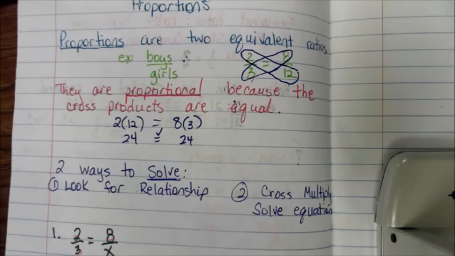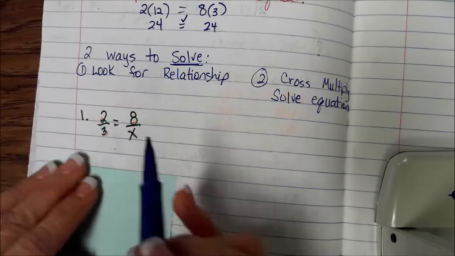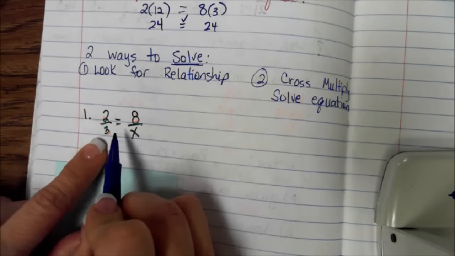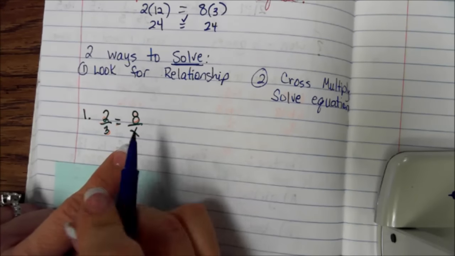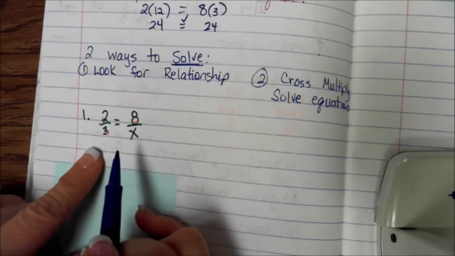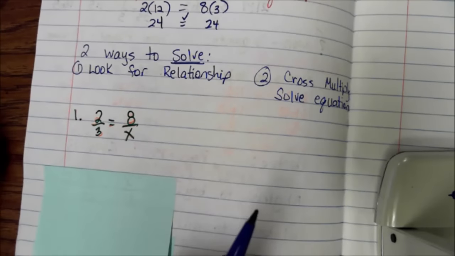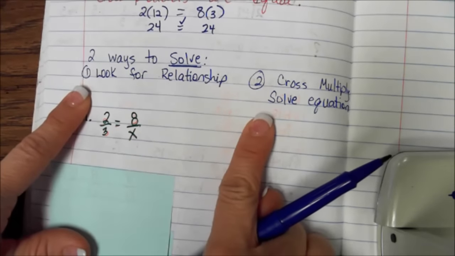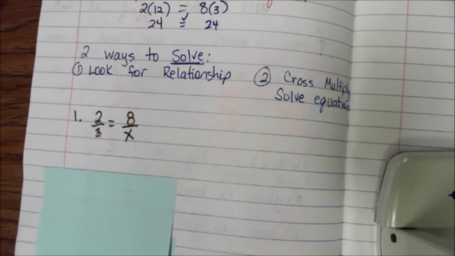All right, so let's look at this first example. I have 2/3 is equal to 8 over x, and I want to find out what the x is, and these are proportional. I am told that these two fractions are proportional, so that's why this works. Now, as we said, there are two ways to do them. The first way is definitely my favorite way because it's so easy: look for a relationship.